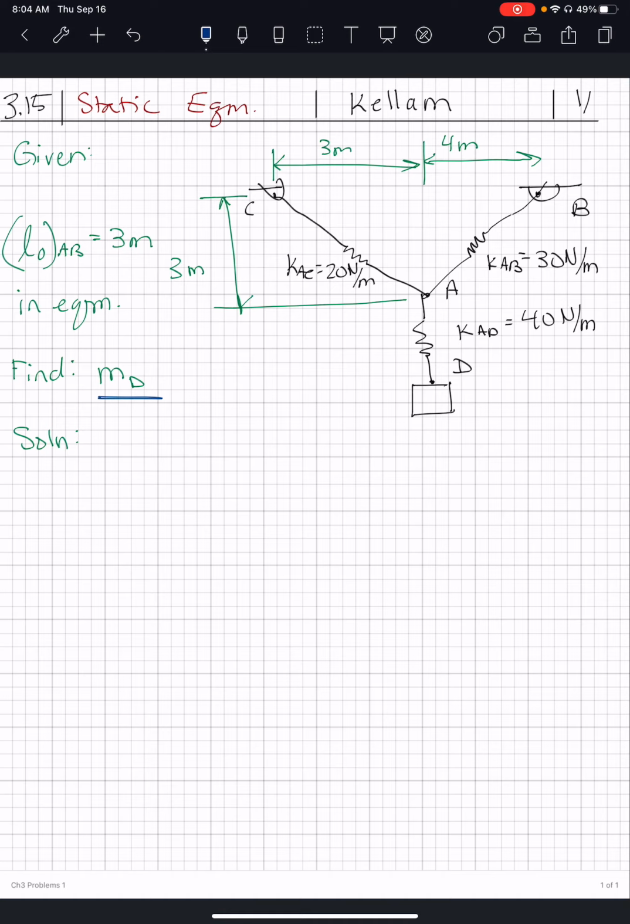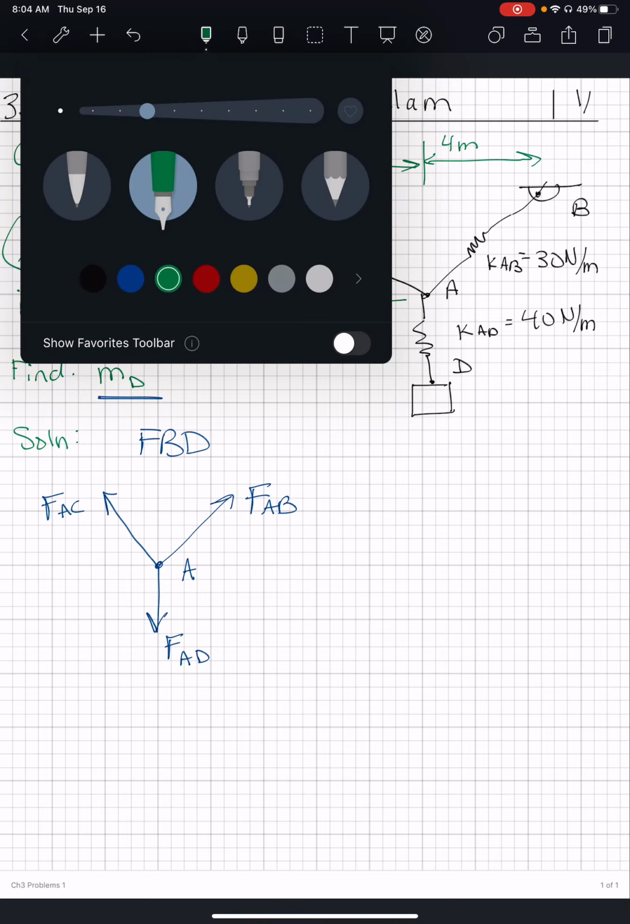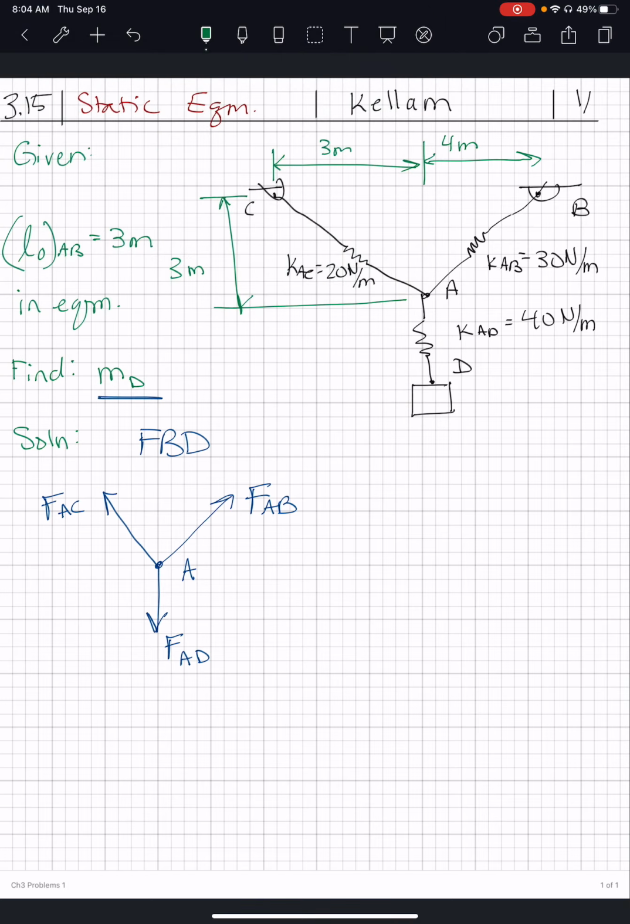To solve this, where we always start is with the free body diagram. I'm going to draw a free body diagram at A, particle A. We basically have the force of AB, force of AC, and then the force of AD. And we know some things about these.